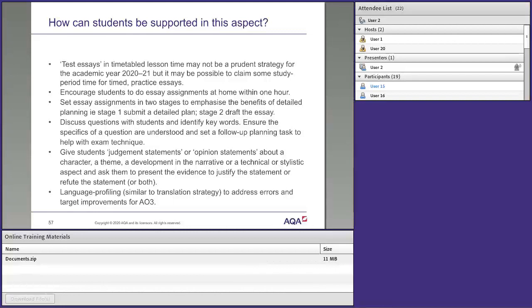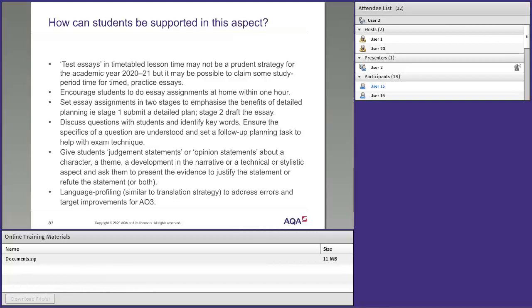So, for example, your first homework might be that they submit a detailed plan in German, and then after discussion of that, you going through it with them, they then draft the essay. Discuss questions with students and identify keywords. Ensure the specifics of a question are understood, and then set the planning task to help them with their exam techniques. So get them really to analyse and unlock that question, and as we said, not just go for what they think they want to see.